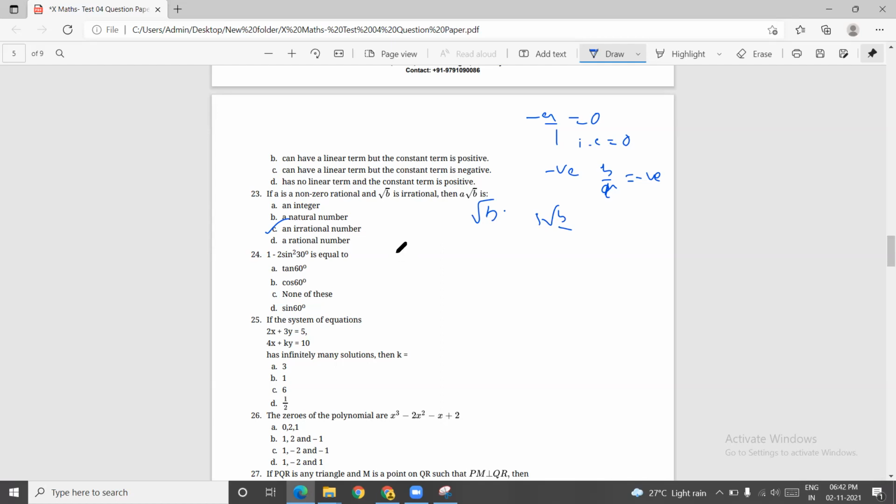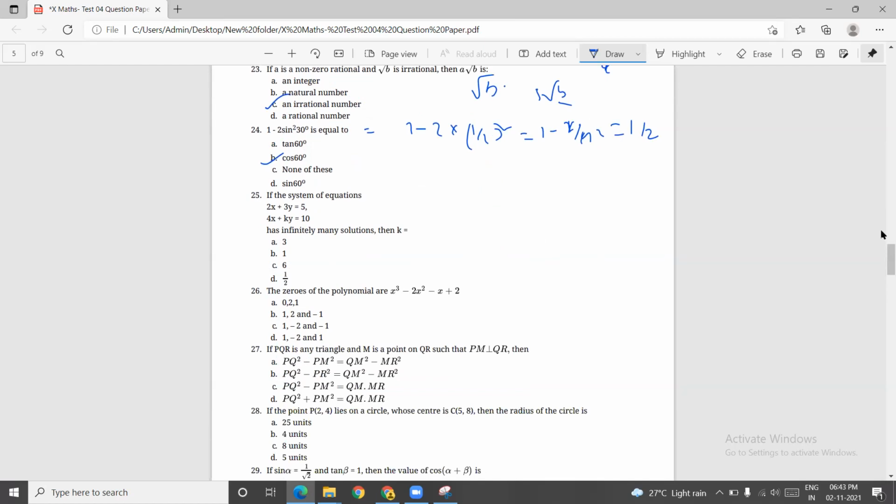Yeah. 1 minus 2 sine square 30. 1 minus 2 into 1 by 2 whole square. This is 1 minus 1 by 4, 2 by 4 to 2 times. So 1 by 2 is the answer. Tan 60 is not 1 by 2. Sin 60 is not 1 by 2. Answer is B. Question 24 answer is B.